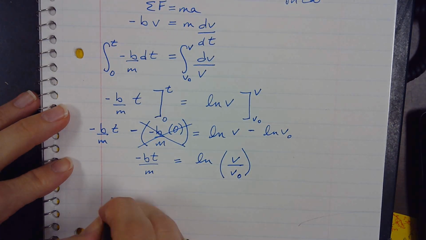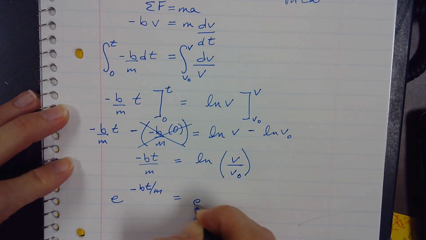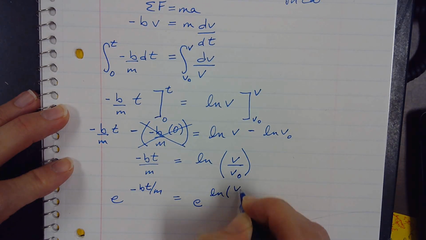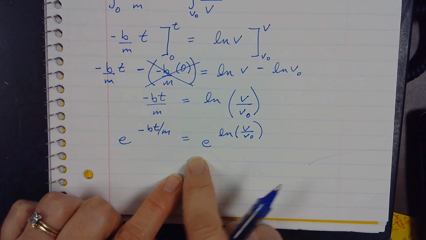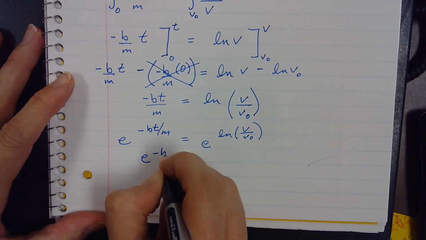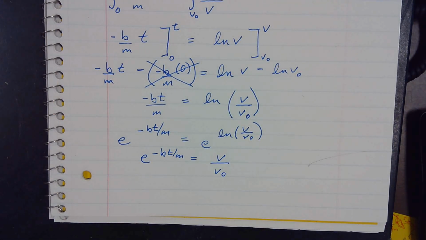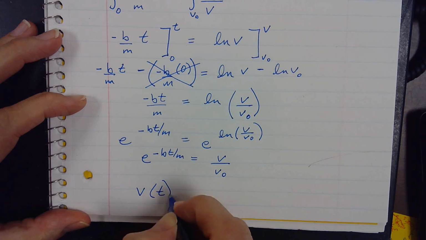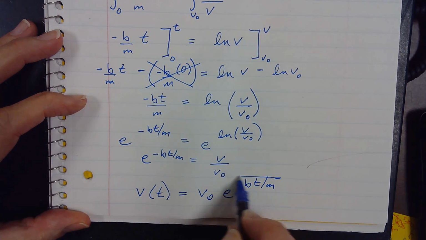So on this side, we're going to have e to the power of negative bt over m. And on this side, we're going to have e to the power of natural log of v over v naught. Well, e to the ln cancels out. So we're almost done. E to the negative bt over m equals v over v naught. So what's my last step to isolate v? Multiply both sides by v naught. So v of t equals v naught times e to the negative bt over m. Box that puppy.